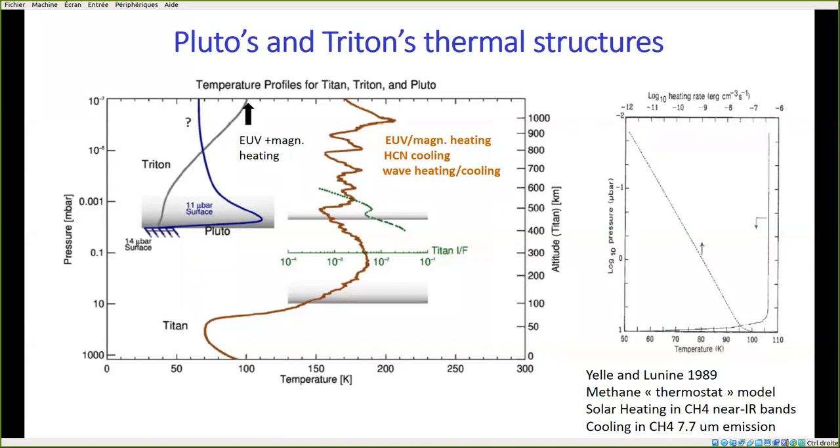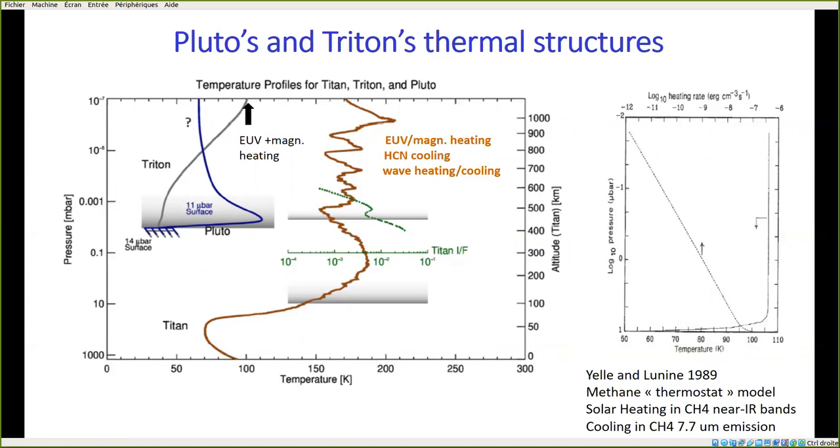And remarkably enough, this was understood even before methane was measured in Pluto's atmosphere. On Triton, although the thermal structure is not known in detail yet, we know that the lower atmosphere is much colder than Pluto, and this can be understood as the effect of the much smaller methane abundance in Triton's atmosphere. So now let's look at the upper atmospheres.